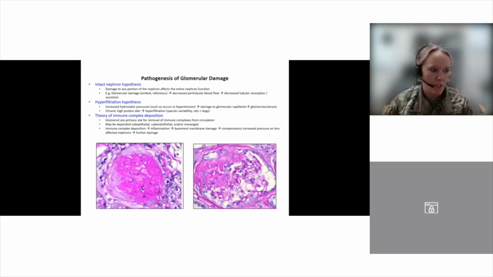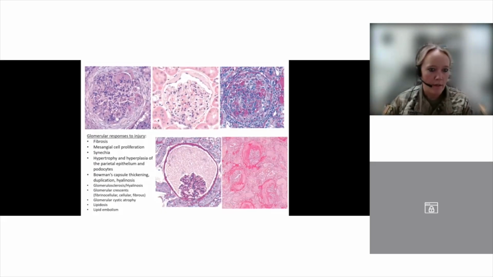A few other representative images just to show some other responses to injury. So periglomerular fibrosis, some more of that glomerulosclerosis. There's thickening here, not necessarily fibrosis, but just thickening of the basement membrane of Bowman's capsule. A lot of hypercellularity within Bowman's space here.